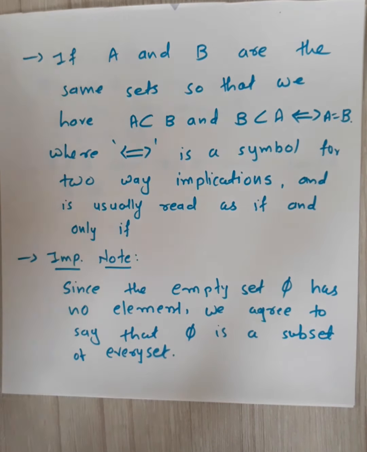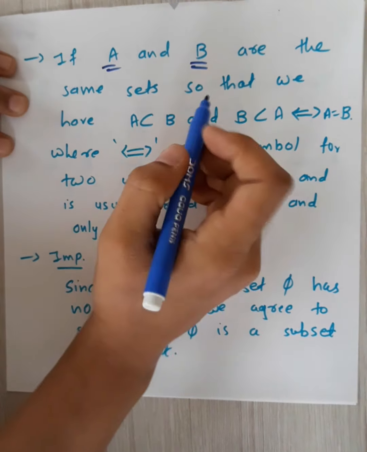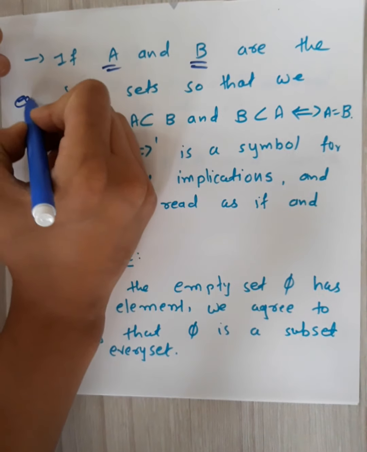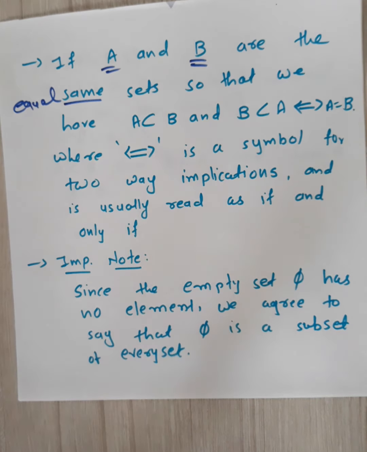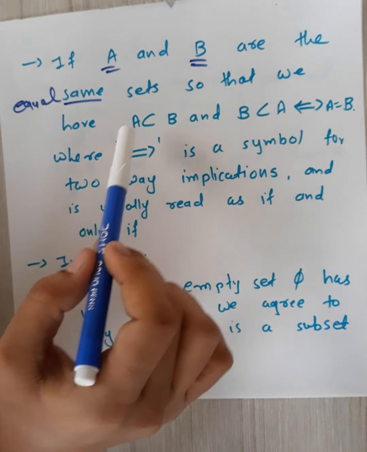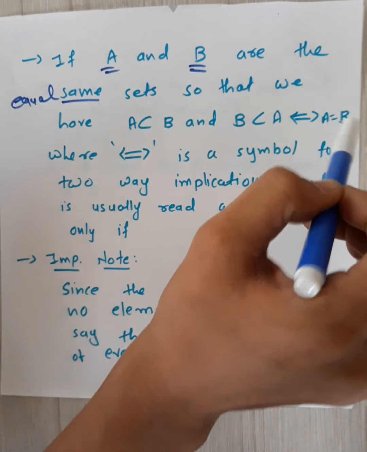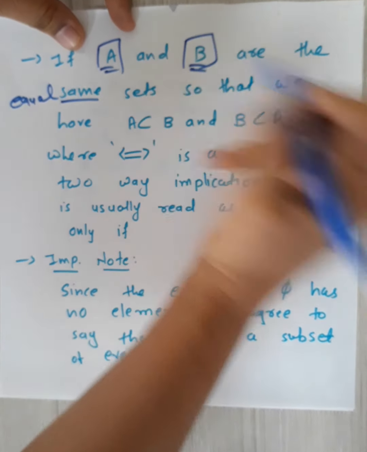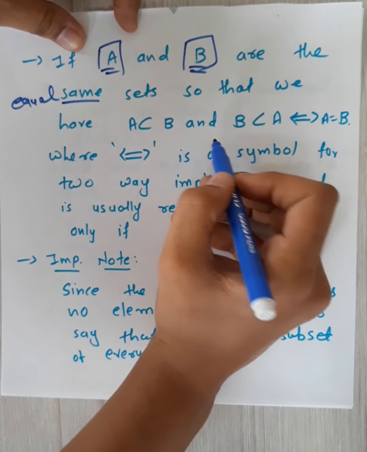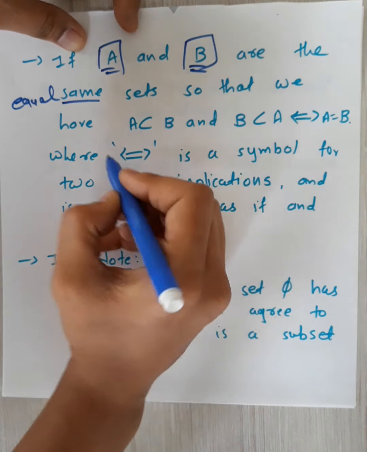Now another thing is, if A and B are the same set, this is another definition, same set means equal sets. If A and B are equal sets, then how can we write it in terms of subsets? You have to write A is a subset of B and B is a subset of A, if and only if A is equal to B. This is if and only if.